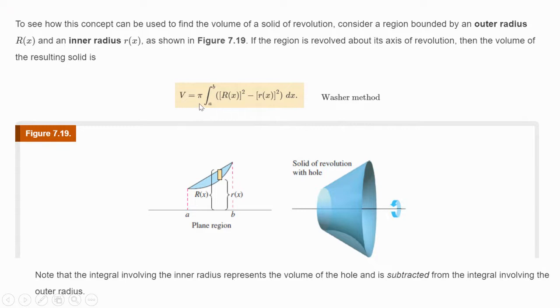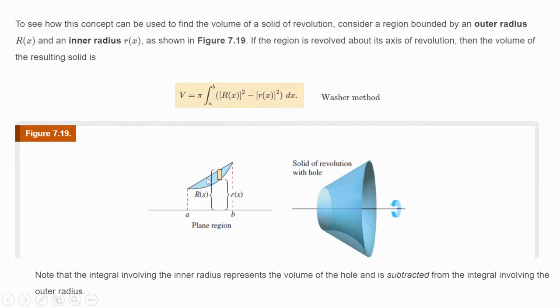So the volume is going to be pi times the entire integral from a to b of big R of x whole squared minus little r of x whole squared. It's the outer radius squared minus the inner radius squared, and the whole thing is times pi.